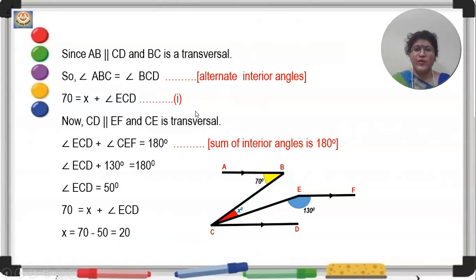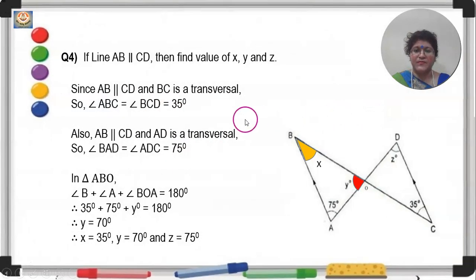Let us look into another question. If line AB parallel CD, find the value of X, Y and Z. Now these two lines are parallel. So we will again consider alternate angles. Take BC as a transversal. So take Z shape angles. Angle ABC congruent to angle BCD. That means this angle will be congruent to this angle.